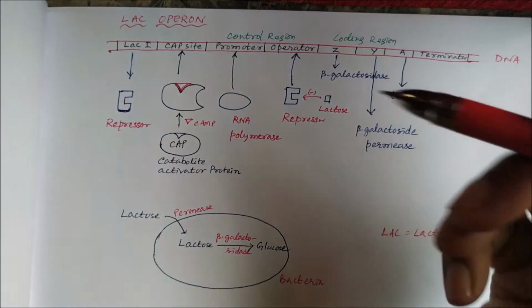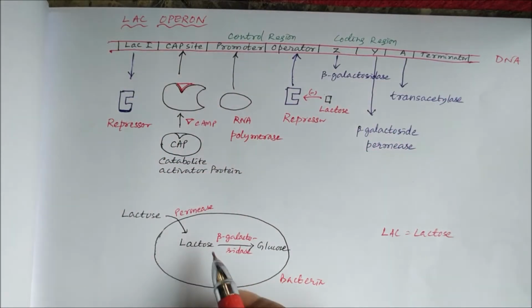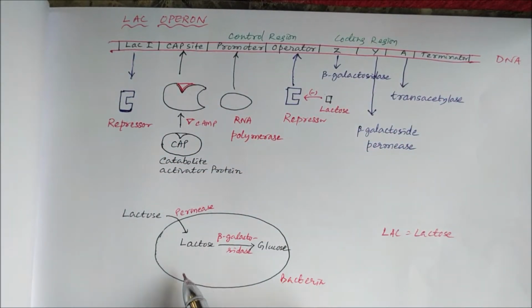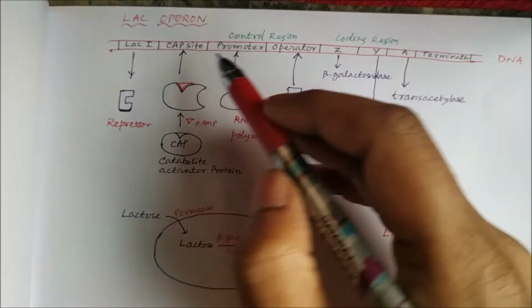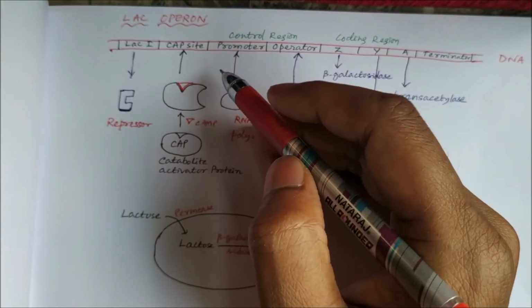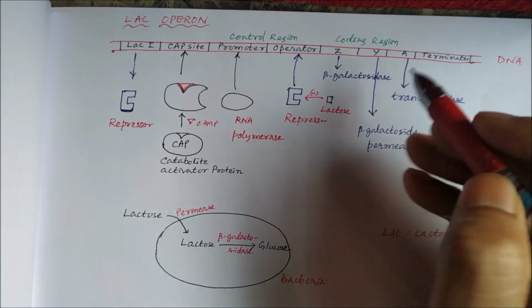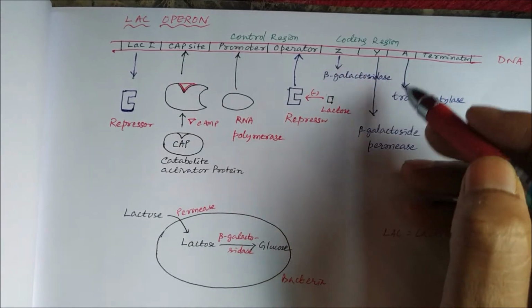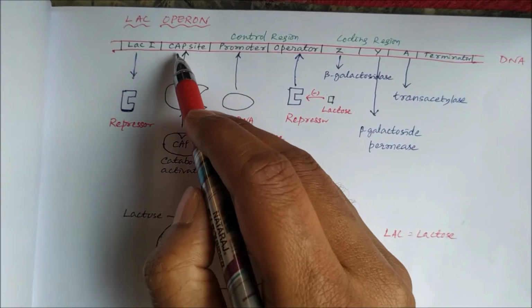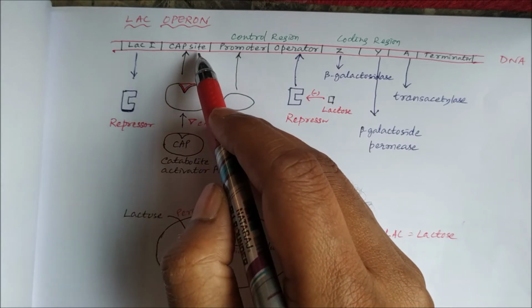Another site is there, and here lactose is degraded. There is catabolism of lactose. So this operon is a catabolite operon, or the genes are catabolite genes, and there is a catabolite activator protein site here.